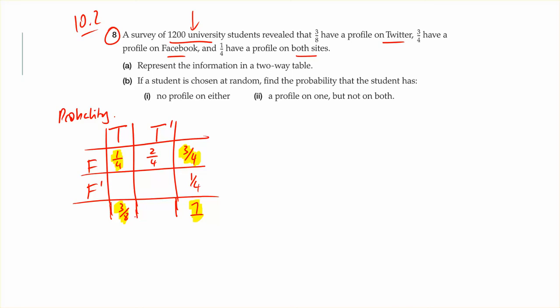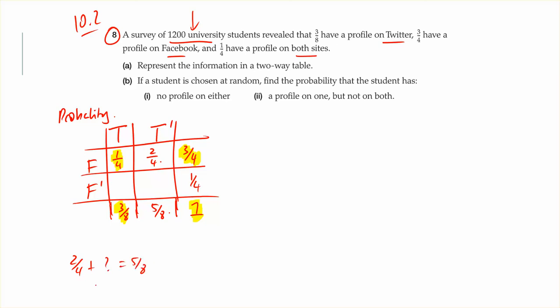3/8 plus what gives you 1? How many 8s do you need to get to 8 out of 8? You need 5 out of 8. Now let's fill in the other part. You've got to be careful here. This is in quarters and this is in eighths. So 2/4 plus what gives you 5/8?